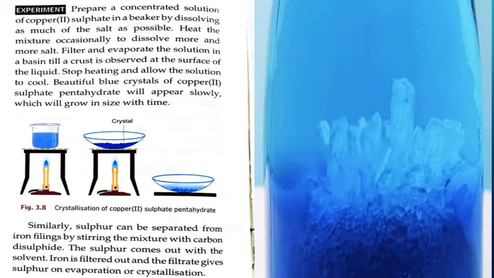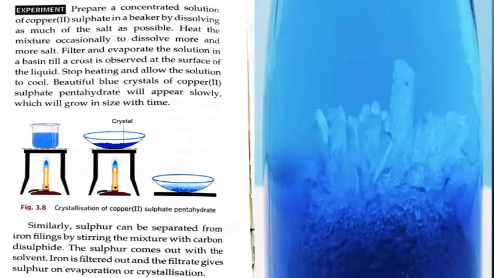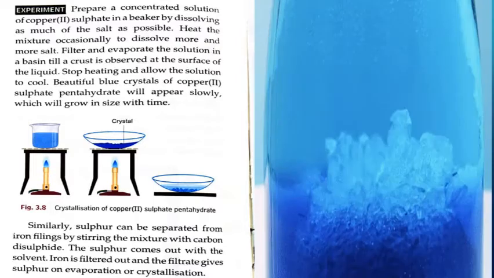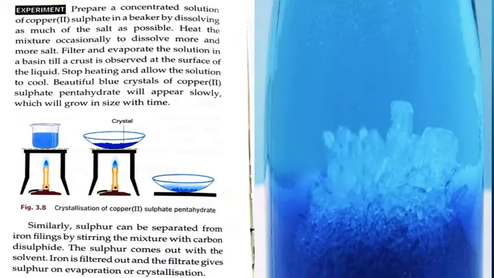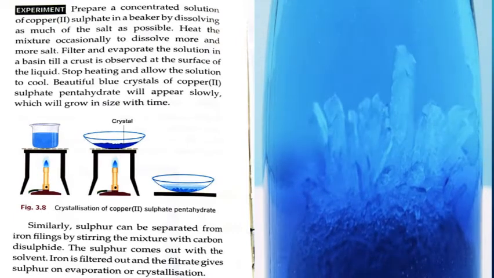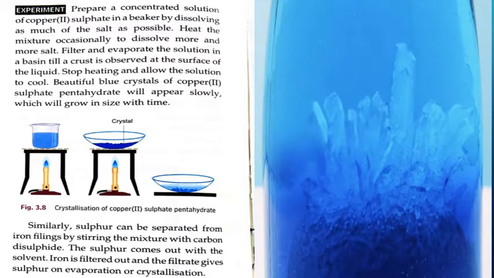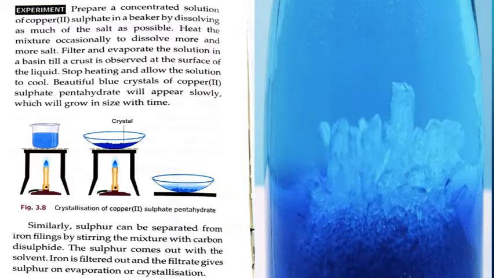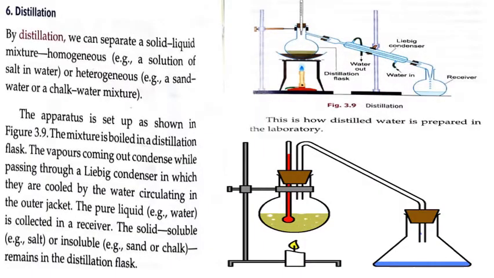For your reference, I have attached the image on the right side. You can see that also. So similarly, sulfur can be separated from iron filings by stirring the mixture with carbon disulfide, the example which we have seen in the starting, right? So the sulfur comes out with the solvent, iron is filtered out, and the filtrate gives sulfur on evaporation or crystallization. So our next method is distillation.